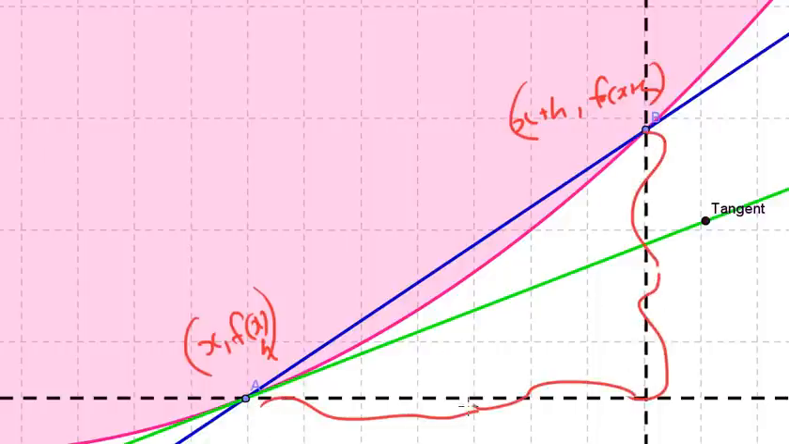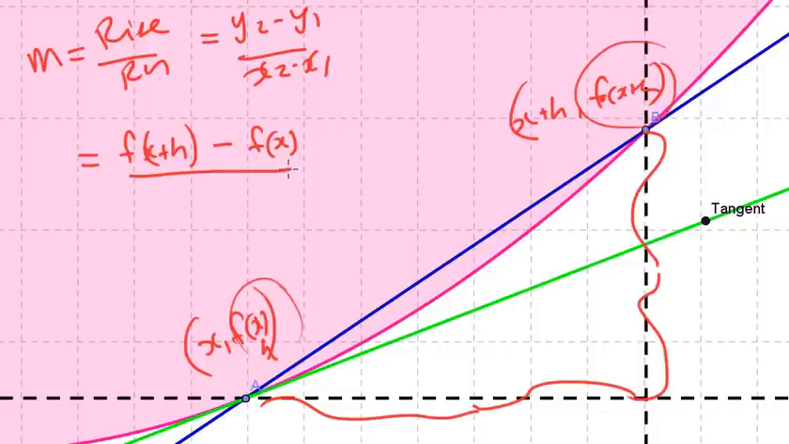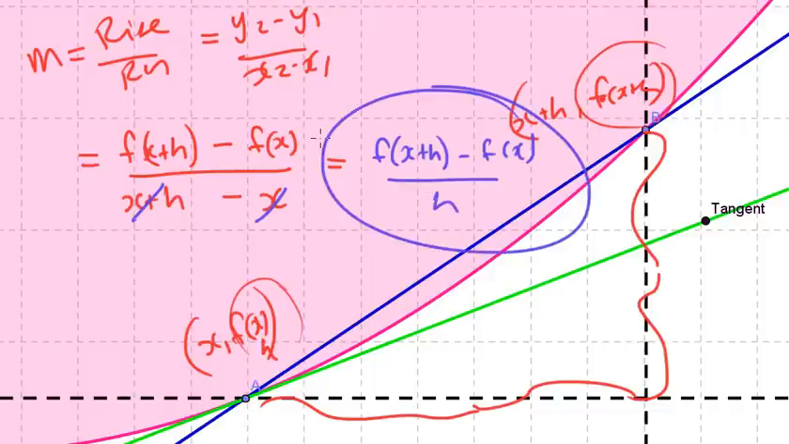So we said here that my gradient is my rise over my run, or y2 minus y1 over x2 minus x1. So if we use that second model, my y2 minus y1 is f of x plus h minus f of x, over my run, which is x plus h minus x. Now I can simplify this slightly because x minus x disappears. So I'm left with f of x plus h minus f of x all over h. And that is actually what we call our gradient function of a curve. Nearly. There's a little bit more to it.